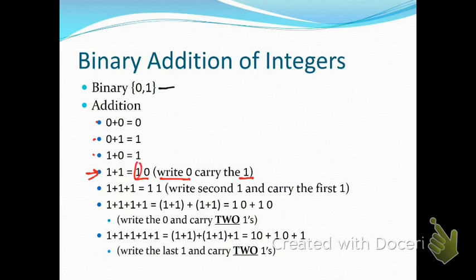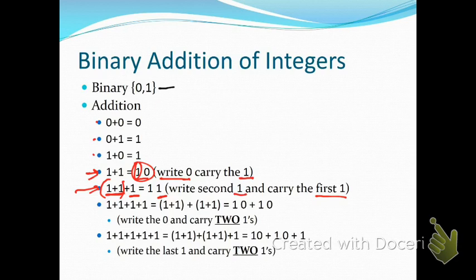Next, let's look at 1 plus 1 plus 1. We can group this as 1 plus 1, so this 1 is here. Then our 1 plus 1 is like our 10, or our 1, 0. So we write that second one down and we carry the first one.